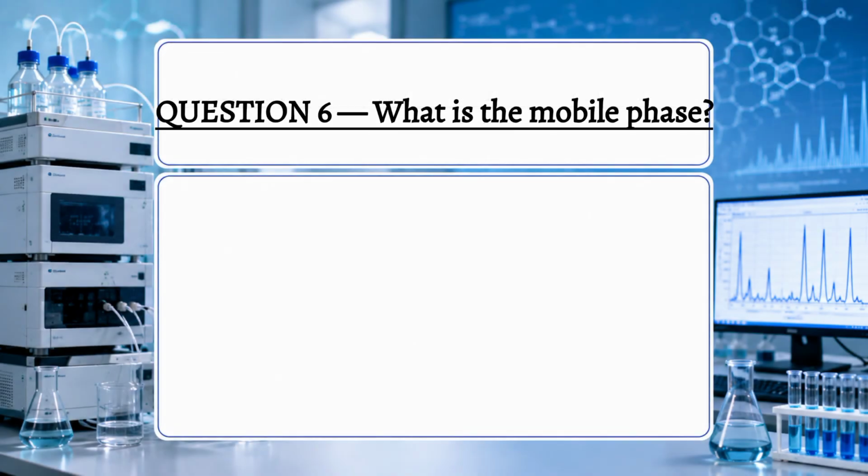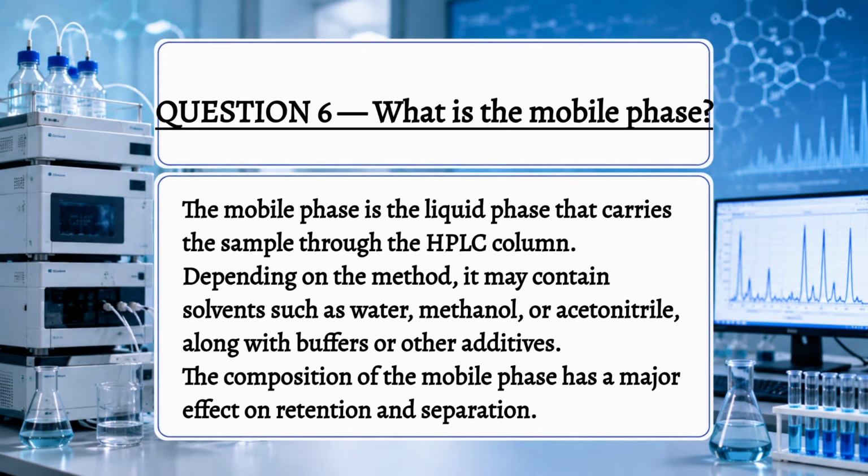Question 6. What is the mobile phase? The mobile phase is the liquid phase that carries the sample through the HPLC column. Depending on the method, it may contain solvents such as water, methanol, or acetonitrile, along with buffers or other additives.